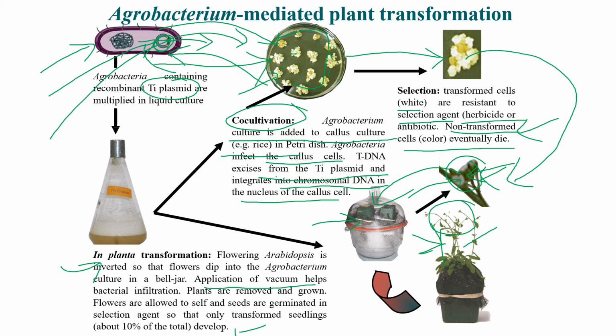So after vacuum infiltration, we will grow them outside, and generally the seeds or the flowers will contain the particular gene. So that's how Agrobacterium mediated plant transformation can take place using a bacterium called Agrobacterium tumefaciens.